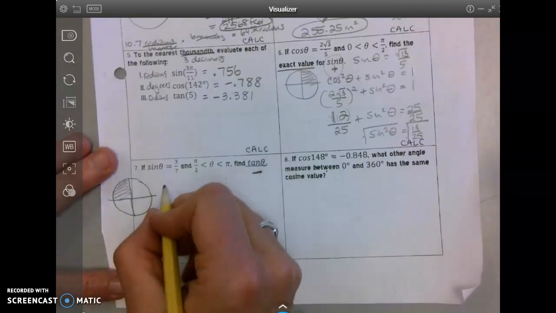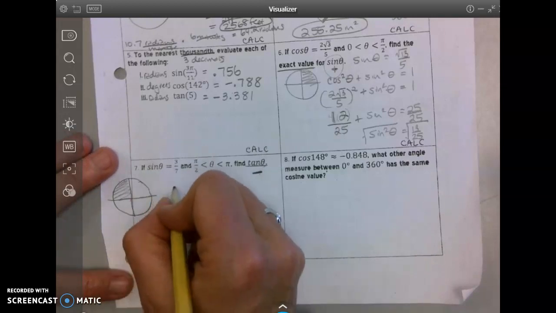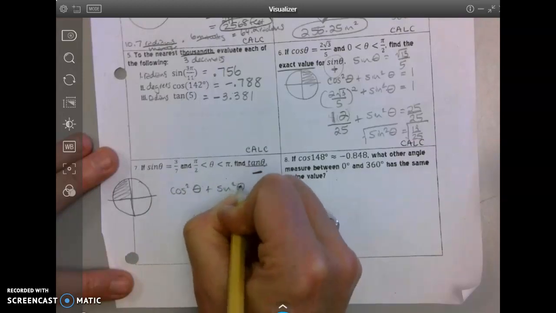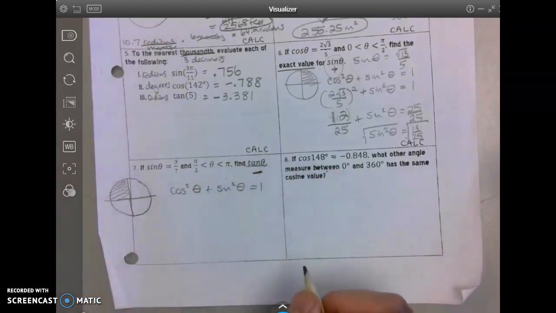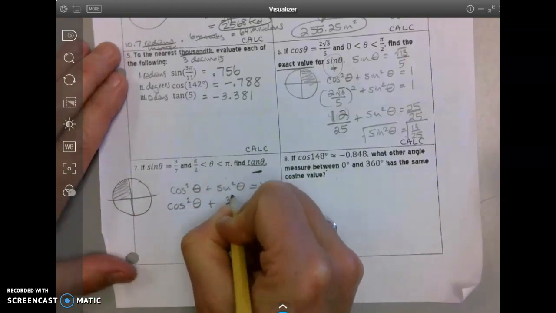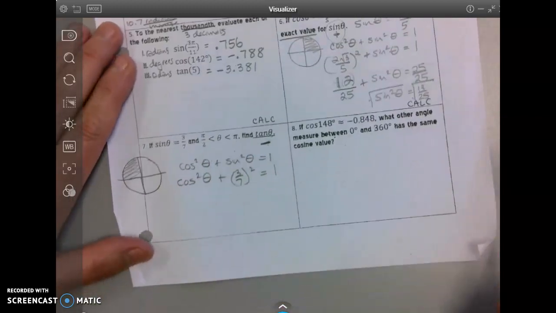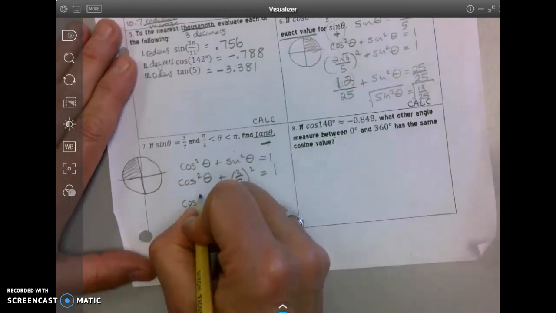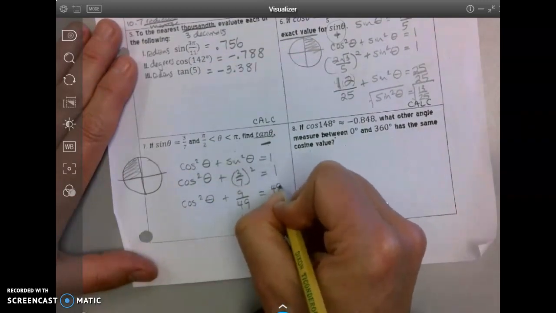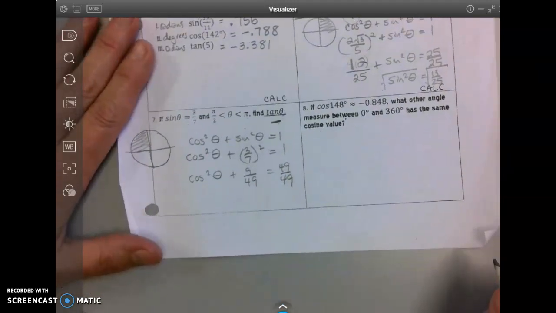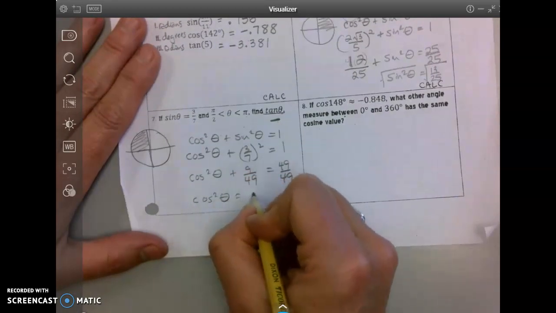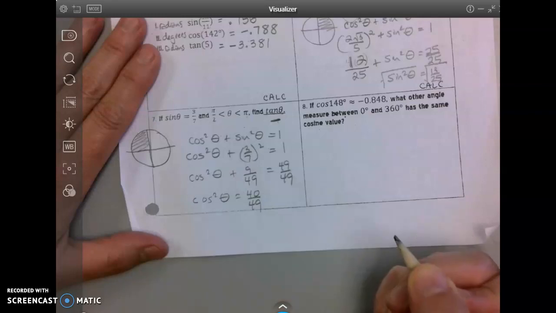All right. So sine of theta is 3/7. I'm going to go ahead and use my cosine squared plus my sine squared equals 1. Cosine squared plus 3/7 squared equals 1. So cosine squared plus 9/49 equals 49/49. I'm going to subtract that 9/49 from each side, and I'm left with 40/49.